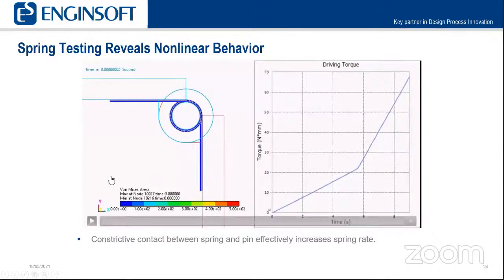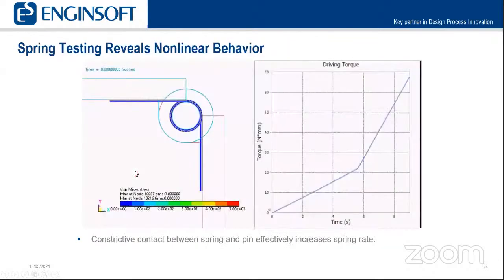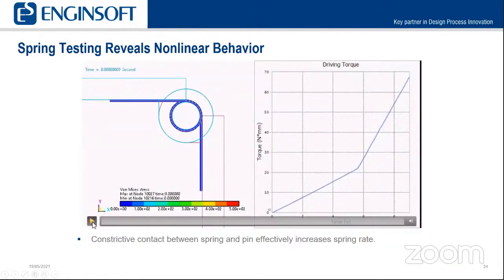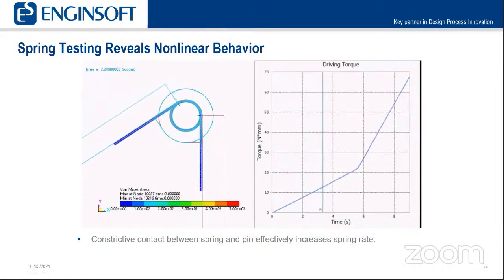So we might ask, why does the FFlex spring seem to reverse that rotation more quickly? And that's what we're going to find out here. What we did is to run a test on this rotational spring, and we measured the required torque to deflect the spring.